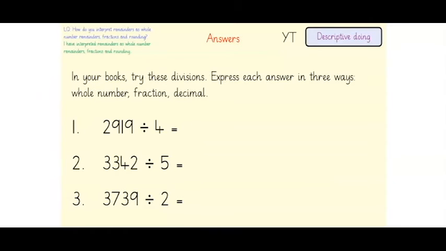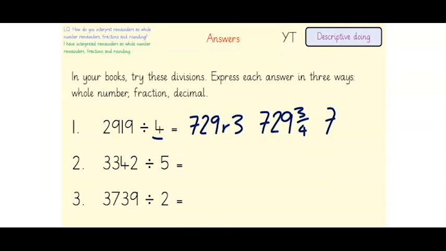So question 1, 2,919 divided by 4 would be 729, and our remainder is 3. Giving our remainder as a fraction, we have a remainder of 3, and we were dividing by 4, so our denominator will be 4, giving us 729 and 3/4. Notice that the denominator in the fraction is always the same as the number that we are dividing by. We can then convert that into a decimal, 729.75.